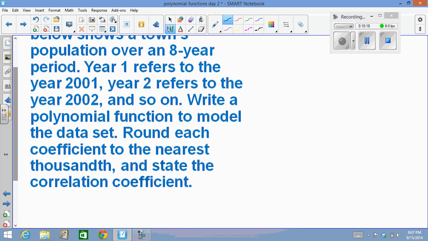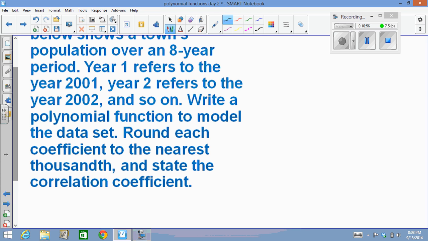And that's what it says here. Write a polynomial function to model the data set, round each coefficient to the nearest thousandth, and state the correlation coefficient. The closer the correlation coefficient is to 1, or -1, otherwise known as the absolute value of 1, the better the equation is going to be. So we want to make it close to 1. If I'm trying to figure out whether it is a quadratic equation, a cubic equation, or a polynomial equation, you're going to try all those different equations, and whichever one has an r squared value closest to 1 is the equation that I want to use.